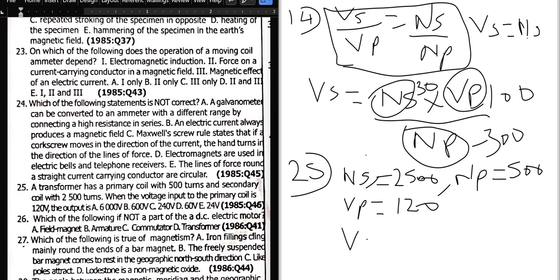To find Vs, that's our secondary voltage, what do we do? The same formula: Ns multiplied by Vp all over Np. All right, so input what you have to input and then solve away.